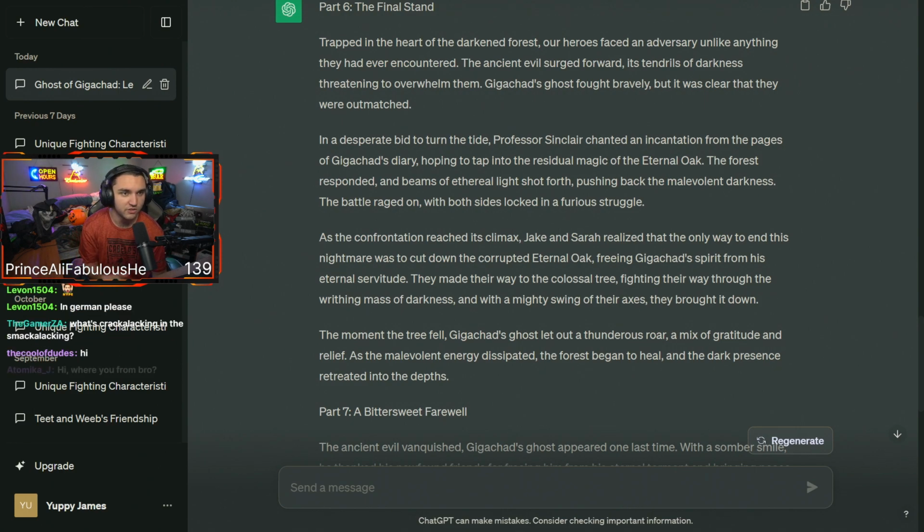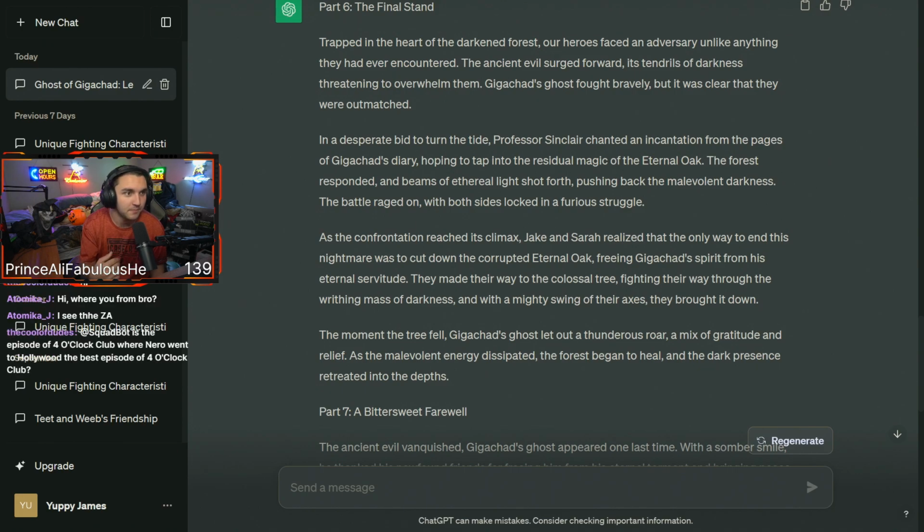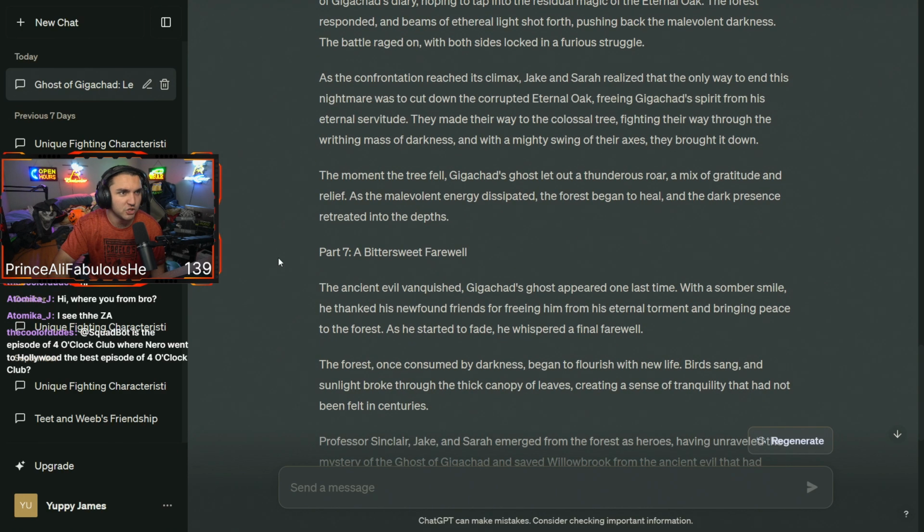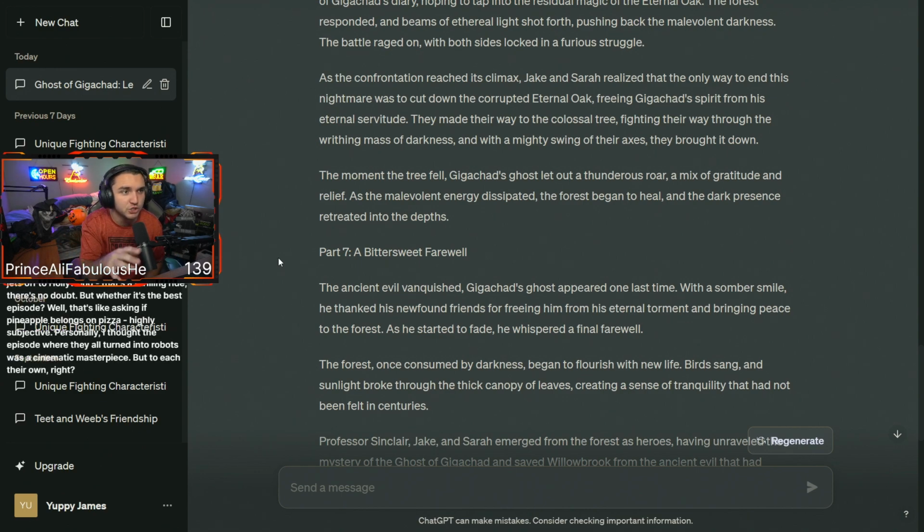They made their way to the colossal tree, fighting their way through the writhing mass of darkness. And with a mighty swing of their axe, they brought it down. The moment the tree fell, GigaChad's ghost let out a thunderous roar, a mix of gratitude and relief. As the malevolent energy dissipated, the forest began to heal, and the dark presence retreated into the depths.